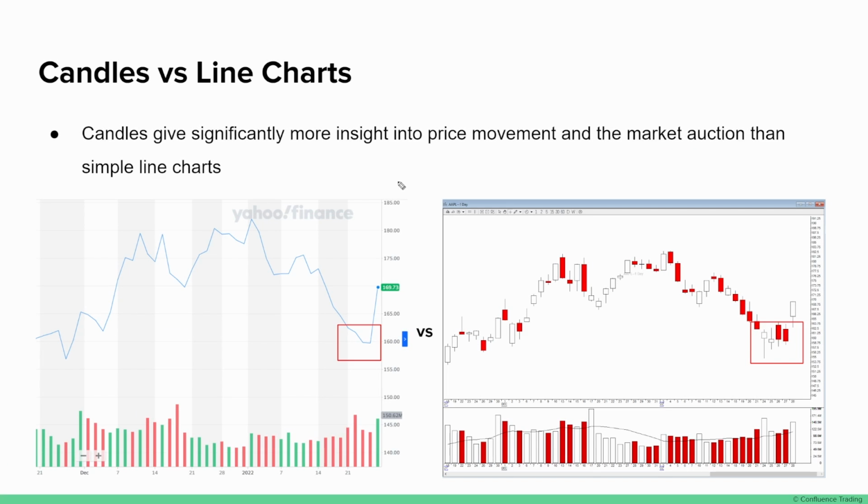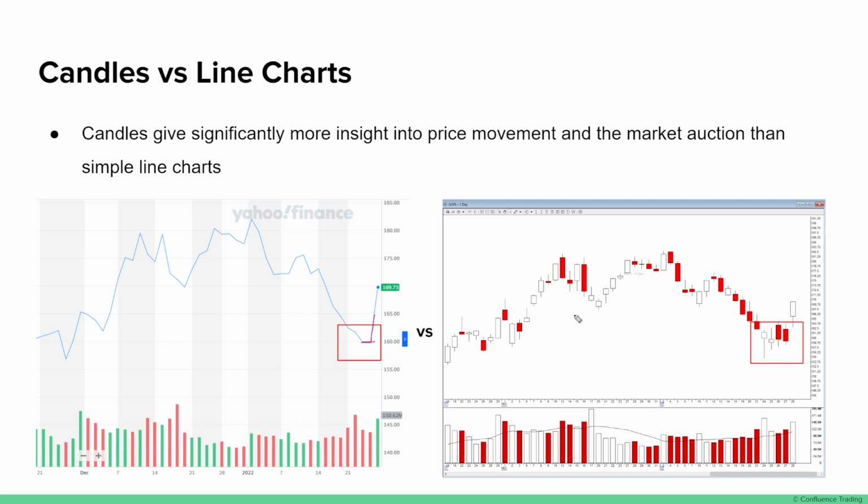And that brings us to why we use candlestick charts over traditional line charts. So I have a perfect example here to highlight that concept. If you look at the left-hand side, we have a standard line chart off of Yahoo Finance of Apple. And on the right-hand side, we have a candlestick chart of the same time frame, again, of Apple. So here on the left-hand side, you can see that price sold off, flattened out, and then reversed. And there was really no indication that this reversal in price was going to take place.